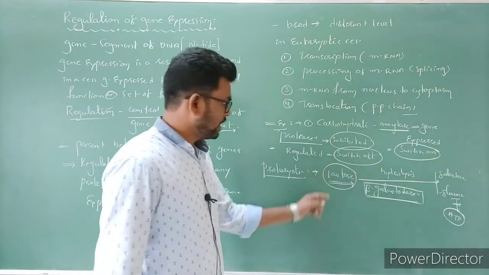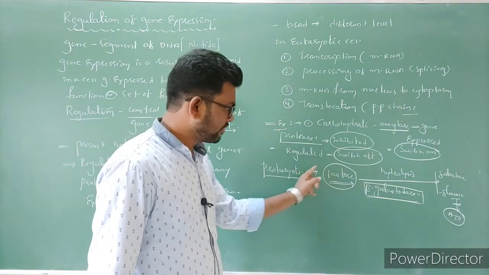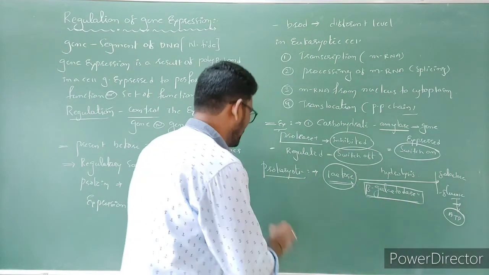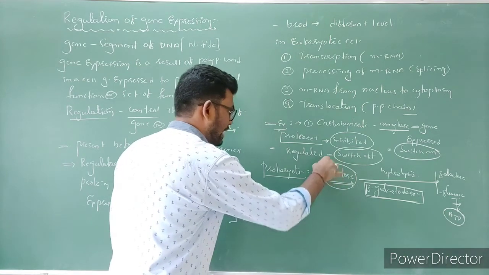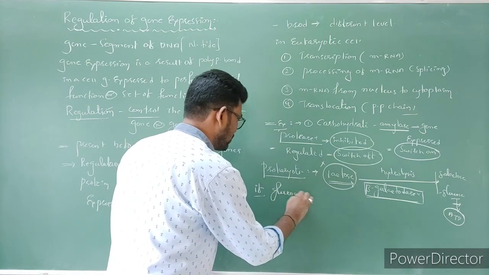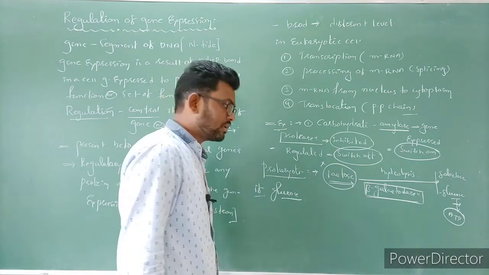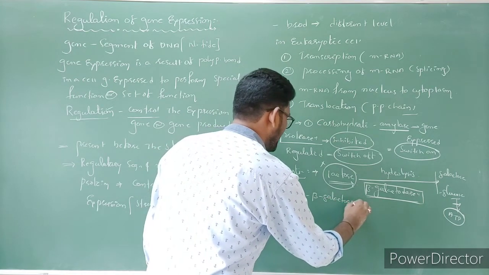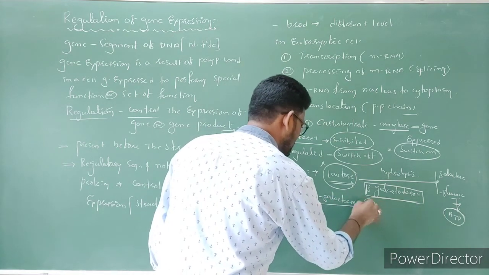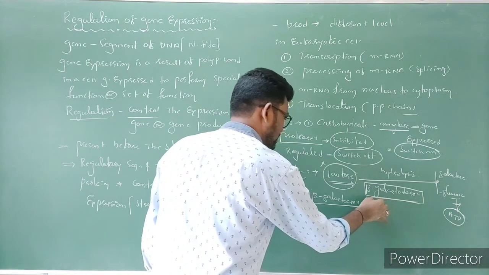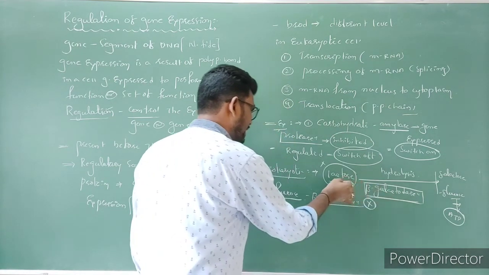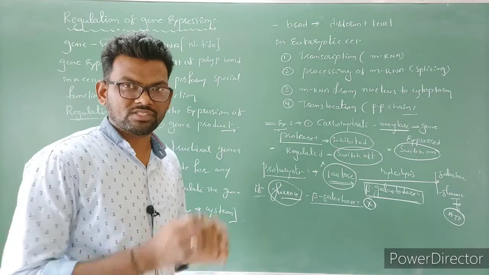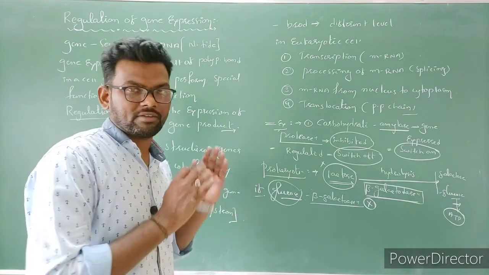Okay, simple. If lactose is present, these genes are expressed to form beta galactosidase. If, for example, the energy source is not lactose but glucose, so at the time what happens? So these beta galactosidase enzymes are not synthesized. Thus there is no necessity to produce beta galactosidase enzyme when the energy source is glucose, right? So that is gene expression. The gene expression is controlled or regulated, right?